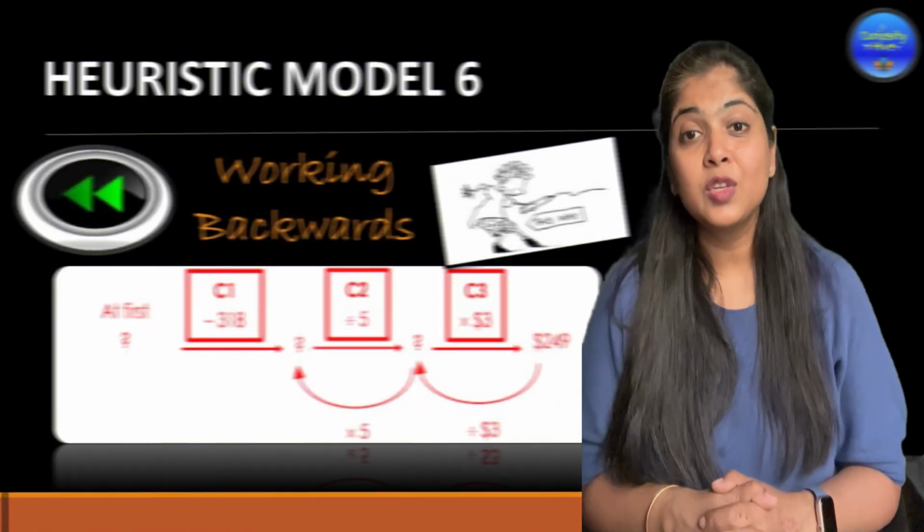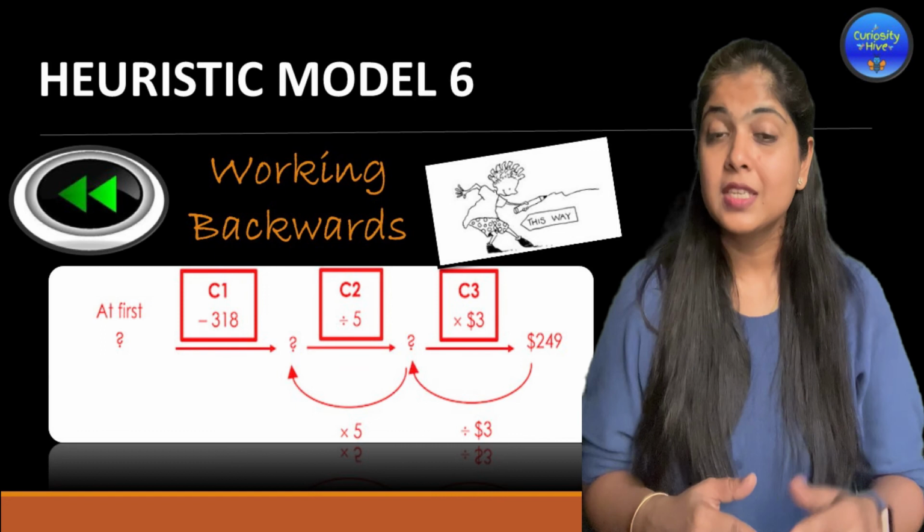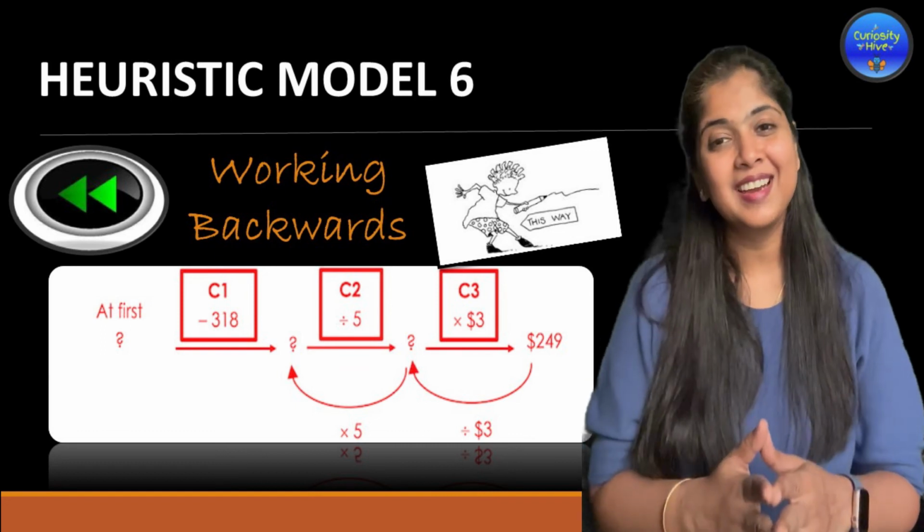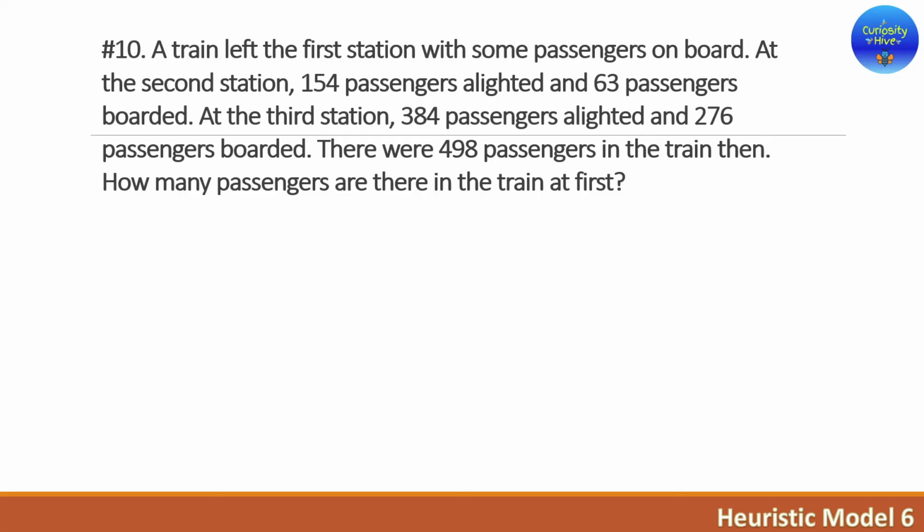Let's take a look at heuristic model 6, which is working backwards to get to the answer of the question. The question reads, a train left the first station with some passengers on board. At the second station, 154 passengers alighted and 63 passengers boarded. At the third station, 384 passengers alighted and 276 passengers boarded. There are 498 passengers in the train then. How many passengers are there in the train at first?